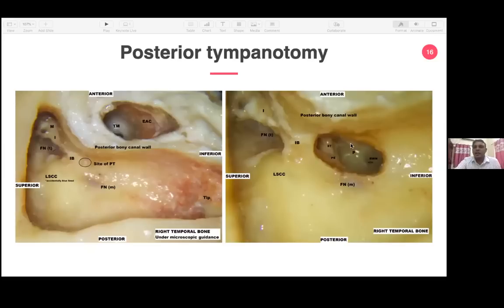Once you get a glimpse of the posterior part of the middle ear, you should be able to see the incudostapedial joint, the stapes head, and the stapedius tendon attached to the pyramidal eminence here. You may or may not be able to see the round window. You should be able to see the medial wall of the middle ear, which is nothing but the basal turn of the cochlea, called the promontory. So these are the structures which should be visualized on posterior tympanotomy.